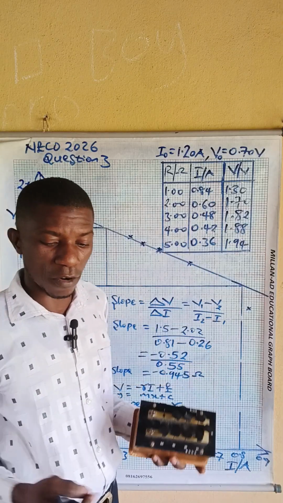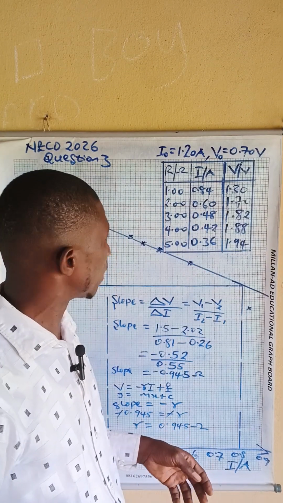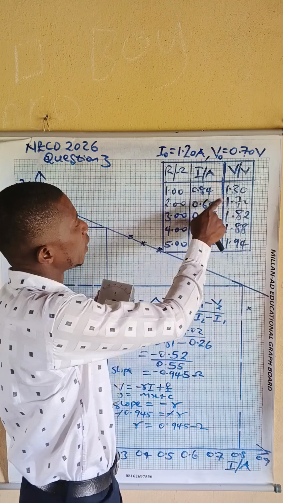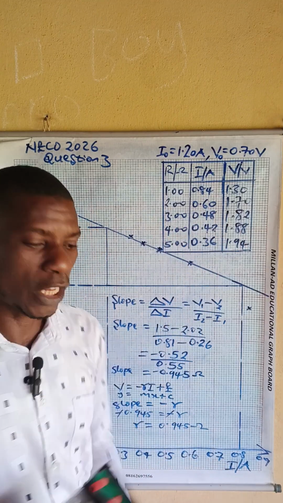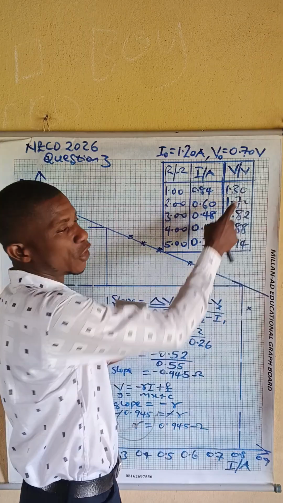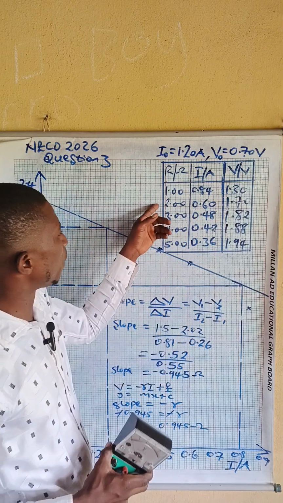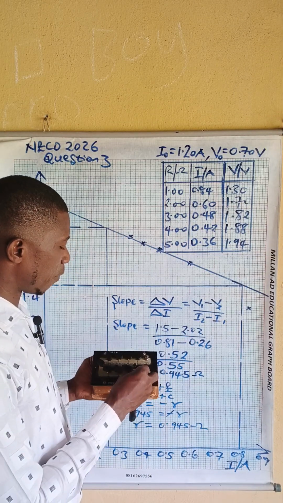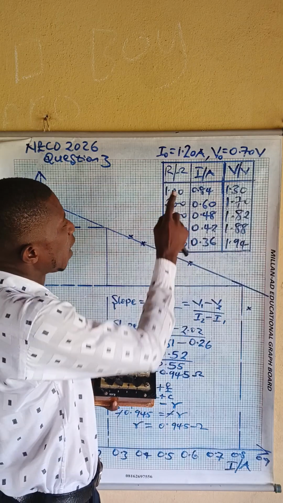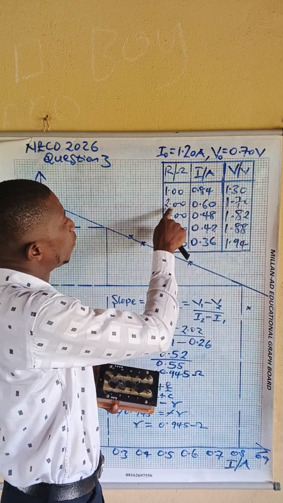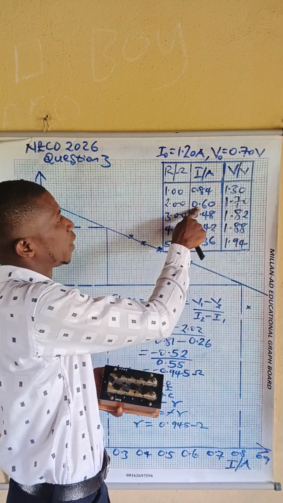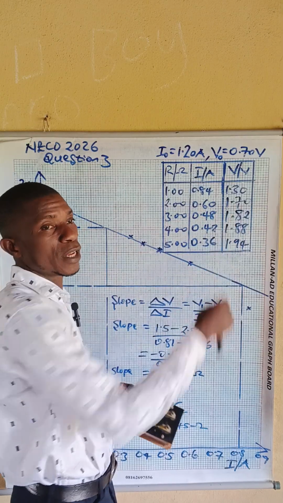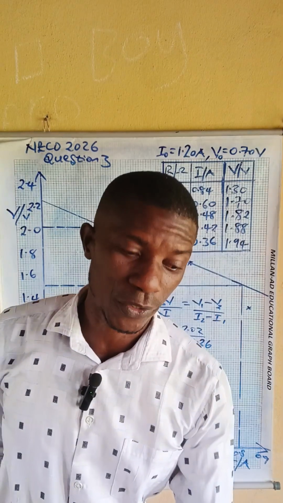For a resistance of 1 ohm, I was able to get a current of 0.84 and a voltage of about 1.3. So I repeat, for a resistance of 2 ohms, I was able to get a current of 0.6, and the potential difference is 1.7 in the circuit I've designed so far.